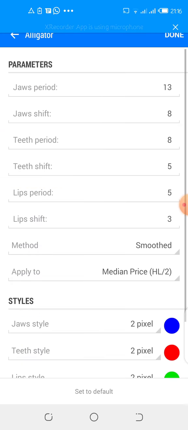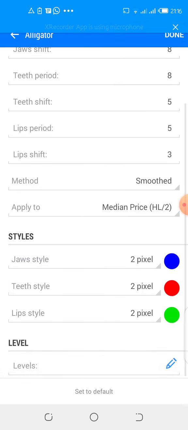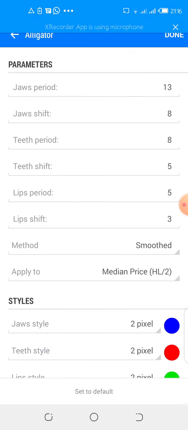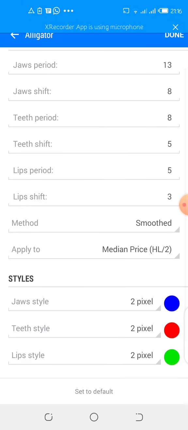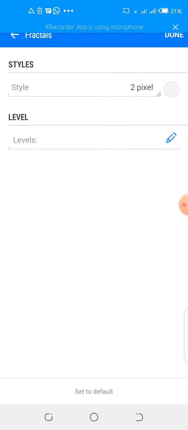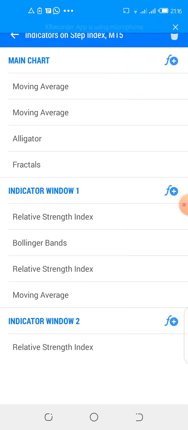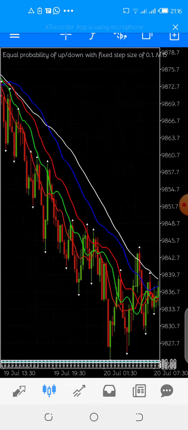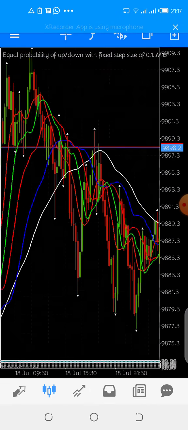The second indicator is the Alligator at default settings, that is 13, 8, 8, 5, 5, 3, smoothed, median price (H+L)/2. The third indicator is just the Fractals as they are by default. Nothing changed. So how do we use this strategy? Just as simple as that, not complicated.